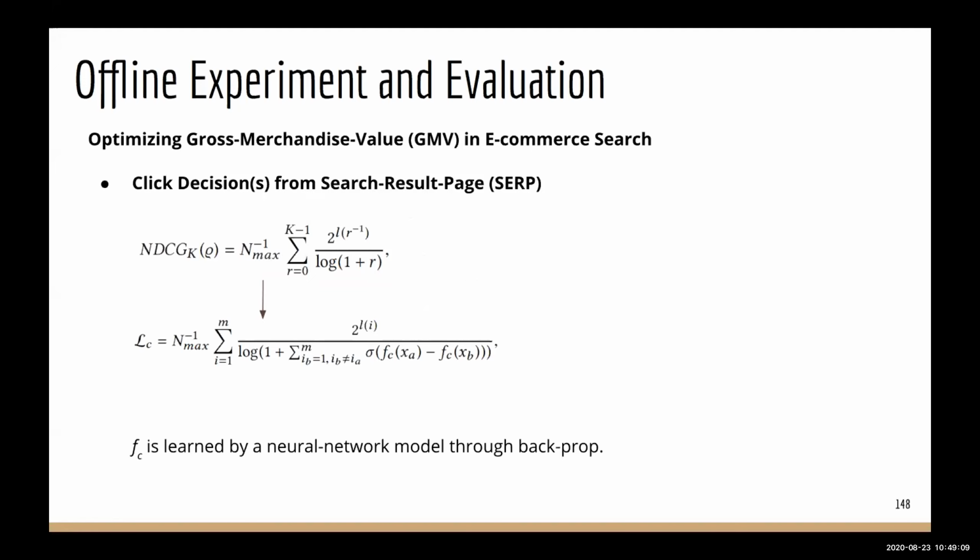Let's talk about them one by one. In the click model, essentially, we are utilizing list-wise learning to rank, meaning that we want to optimize NDCG of clicks on the search result page. So here we have the measurement of the NDCG, and then we plug in our F_C, which is a click model learned via a neural network model. Really, the goal here is to optimize NDCG on that search result page. Again, for details, please go to the paper to check it out.